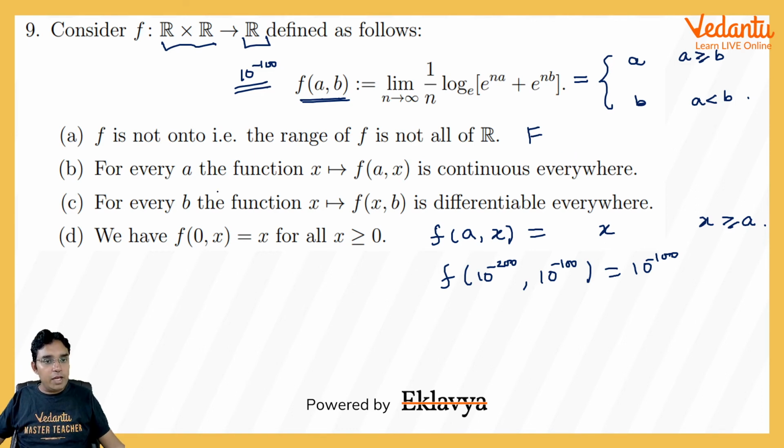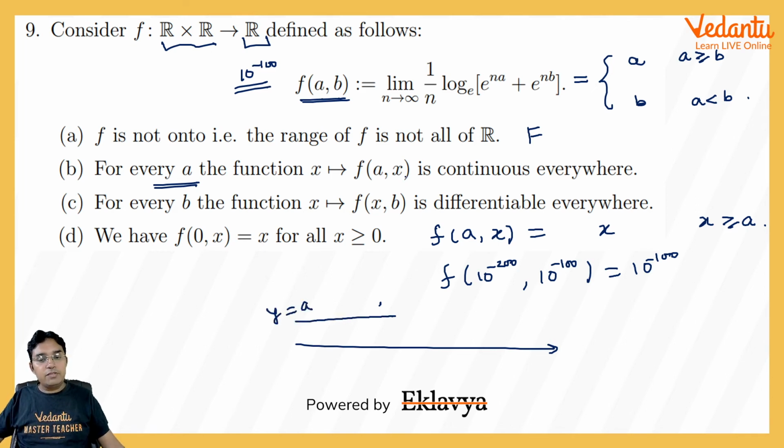Now for every value of a, x to f(a, x) is continuous everywhere. For every a, the function x to f(a, x). Okay, so we have fixed a. If I fix my a, I think you will understand easily. This graph would be that if my x is lesser than a, the graph will go like this, where y is equal to a, and when x becomes greater than a, it will go like this.